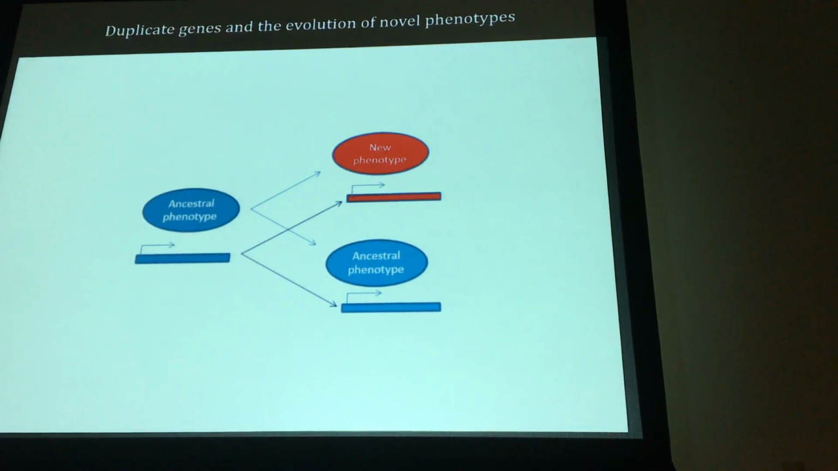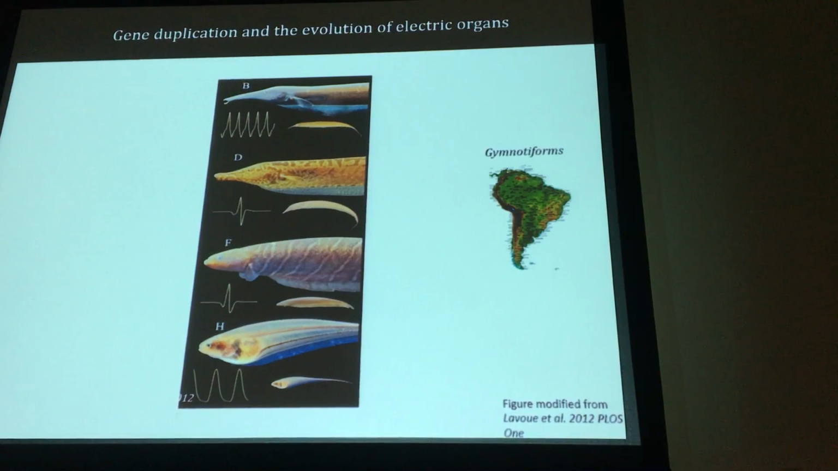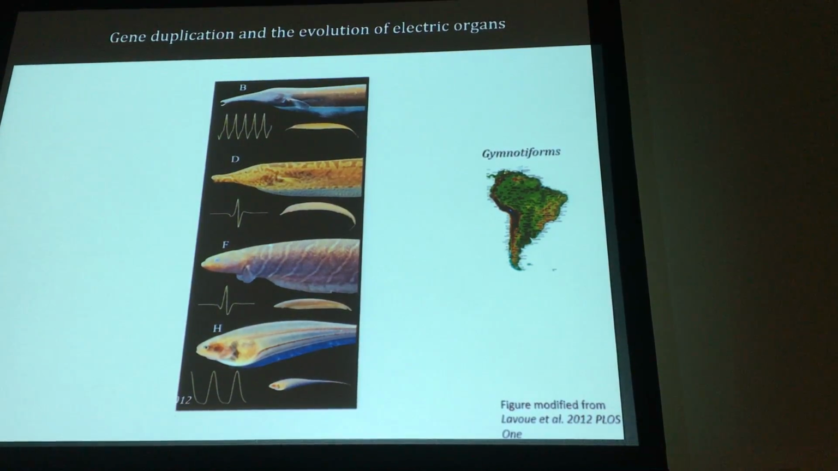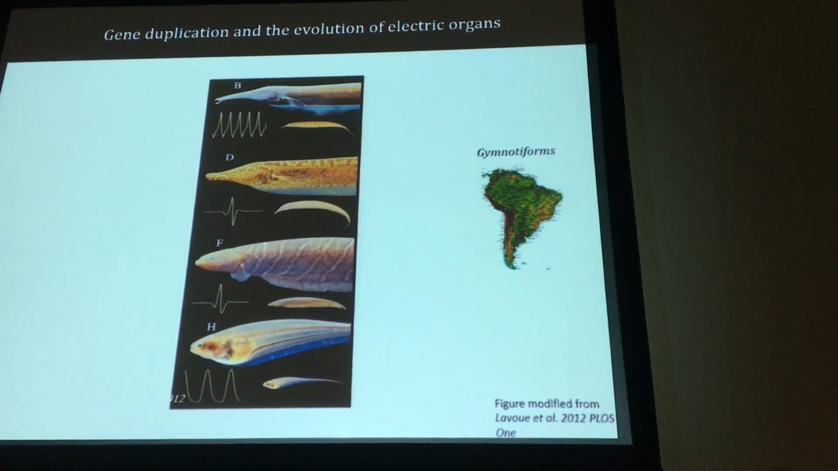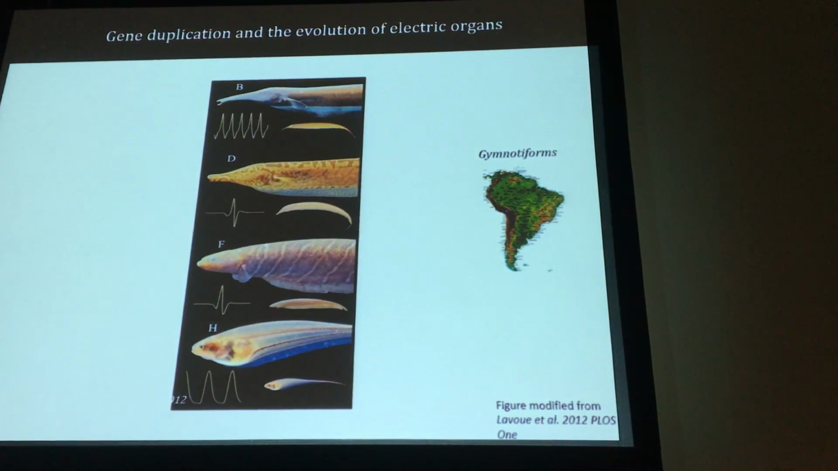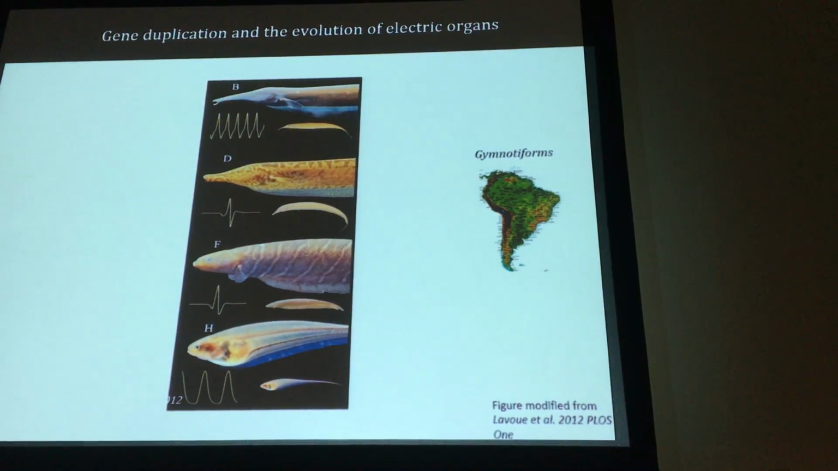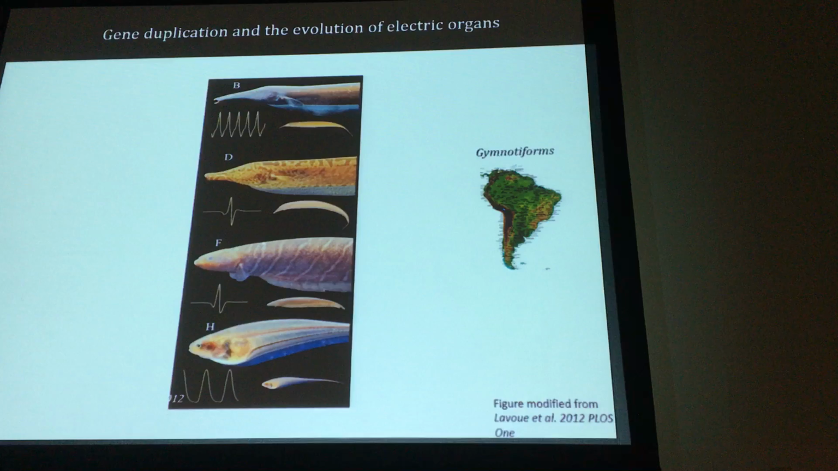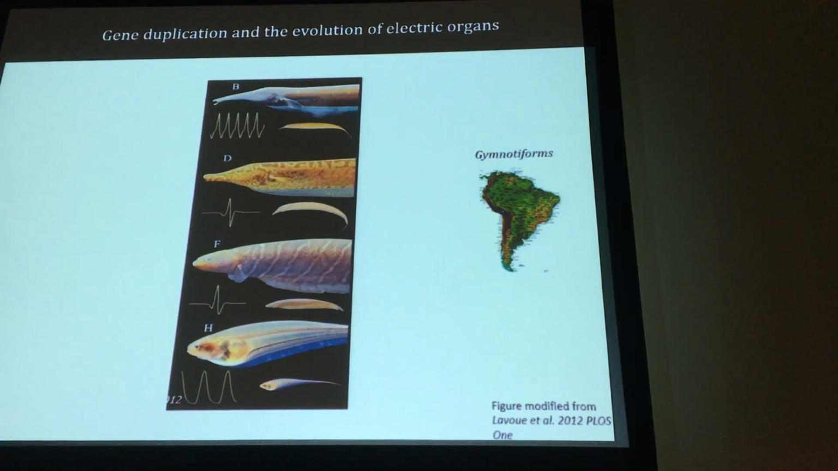in organisms. So my system of study was a group of weakly electric fish called the gymnotiforms, which are found in fresh waters of South America. These fish generate pulses and waves of electrical signals which they broadcast into the water to communicate with conspecifics, as well as to navigate in a nocturnal environment.